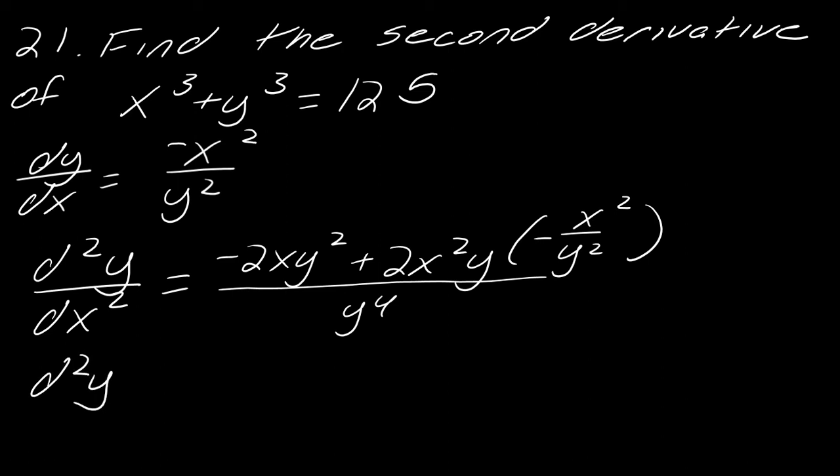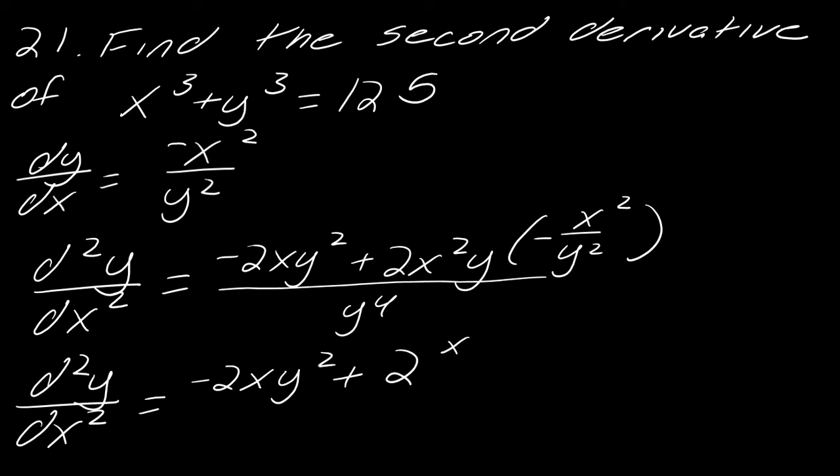So I've got d squared y over dx squared. So now this is negative 2xy squared plus 2, and then this becomes x to the fourth. Oops, and this should be negative again, my bad. This now becomes negative again over y, and then all of that over y to the fourth.